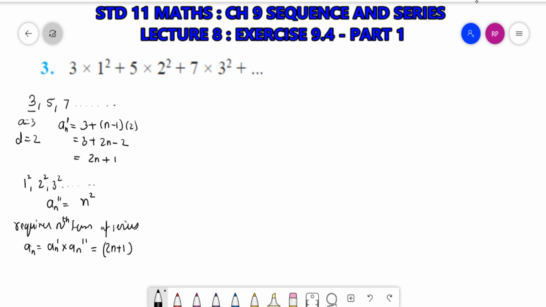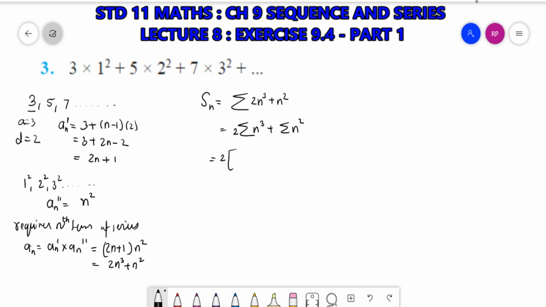2n plus 1 into n square. Clear? So this will be 2n into n square, 2n cube plus n square. Okay, so now the series will be equal to summation of 2n cube plus n square. Let's separate it. Summation of 2 is constant, so I can take it out, plus summation of n square.